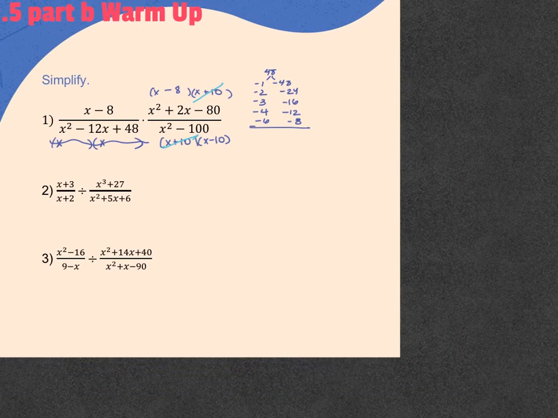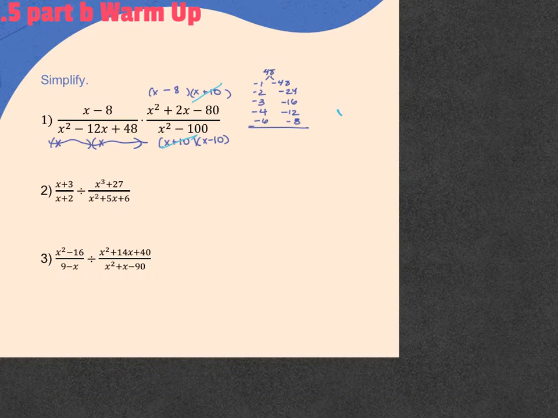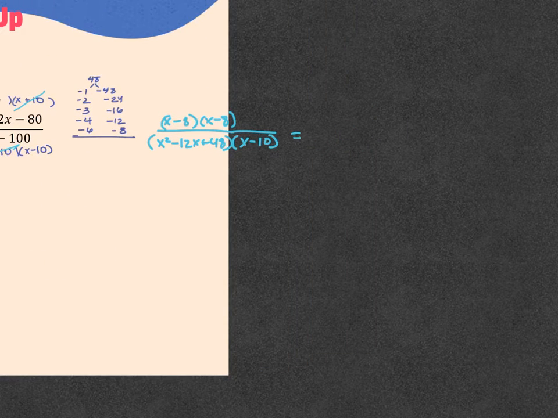So sometimes it's going to look long, okay? In the numerator, I can do x minus 8 times x minus 8 over x squared minus 12x plus 48 times x minus 10. Or I could rewrite that as x minus 8 squared over x squared minus 12x plus 48 times x minus 10.